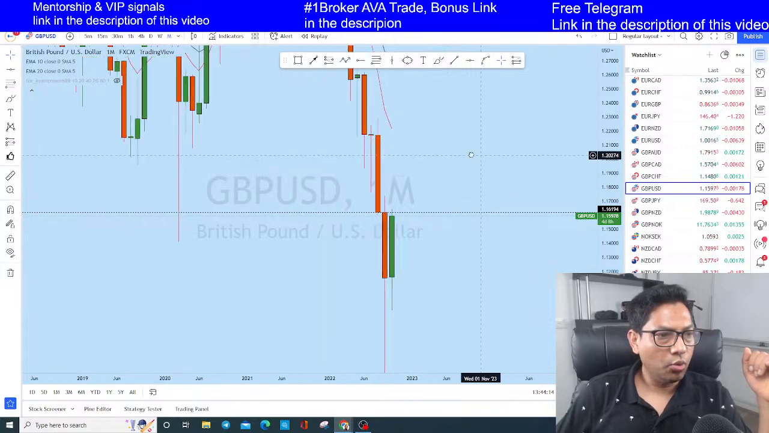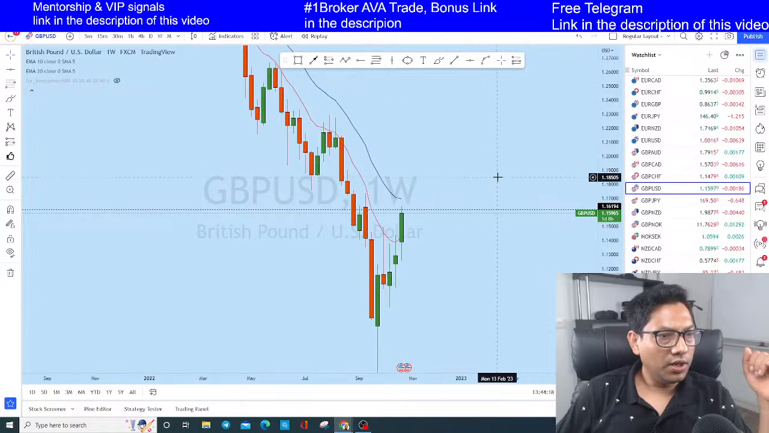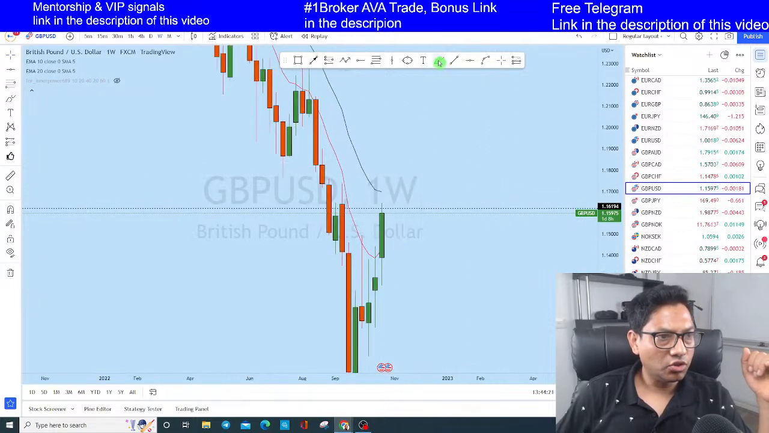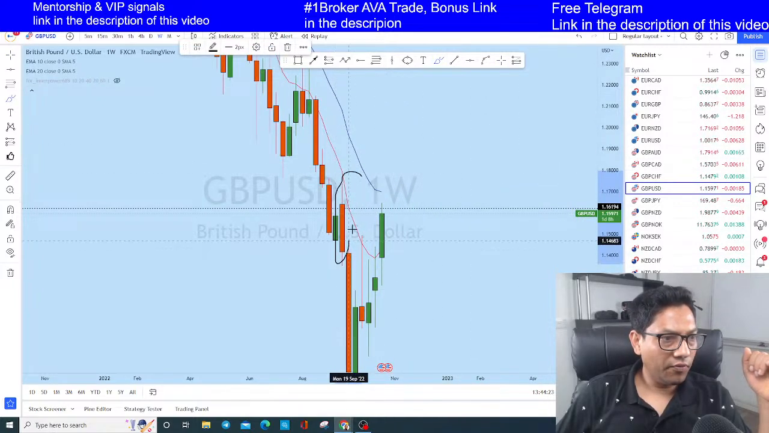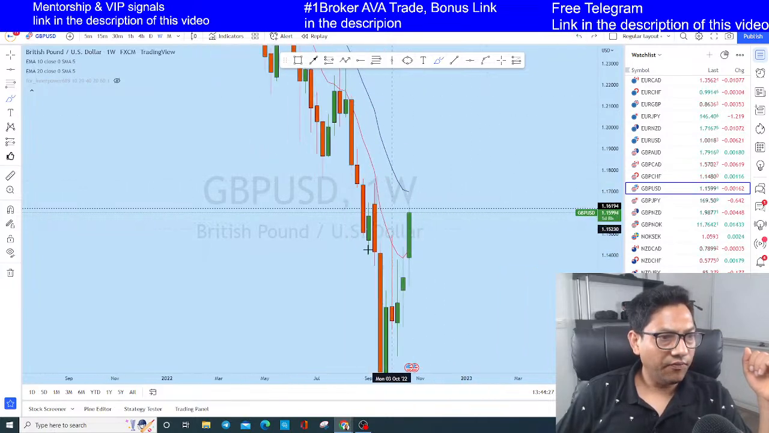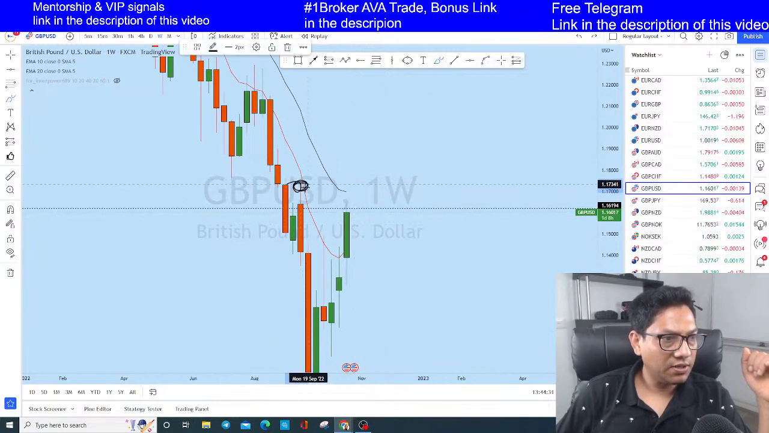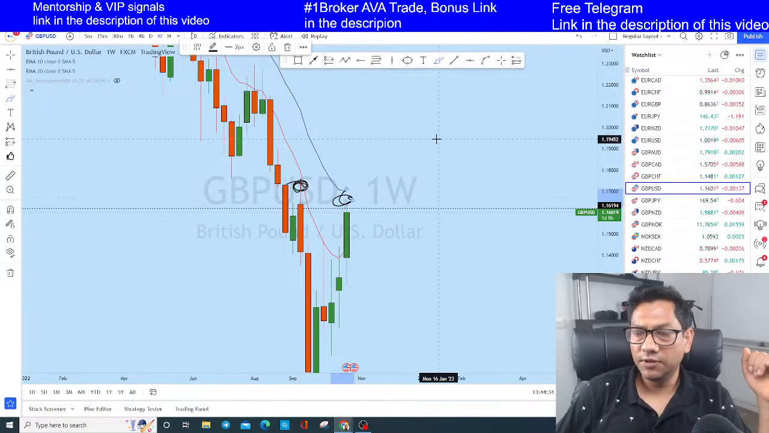Okay, so with that resistance zone, if we look at the weekly time frame, we see that a strong bearish engulfer has been formed on GBP USD. It's a very strong bearish engulfer, and I think that this high will be respected on GBP USD.